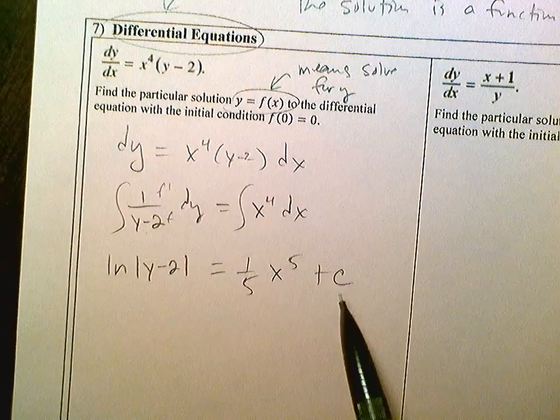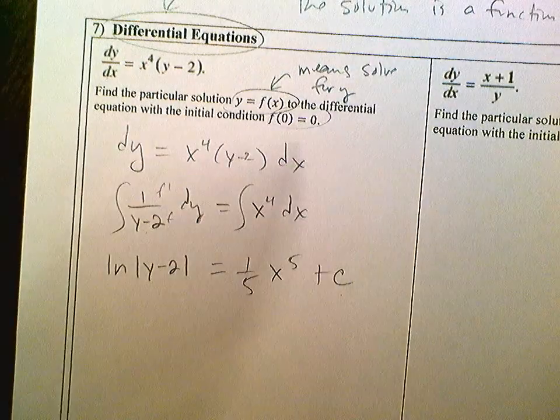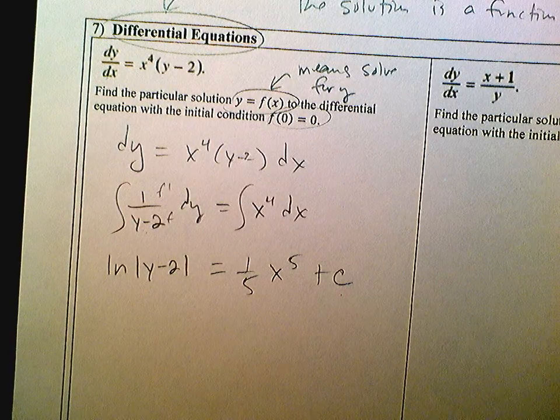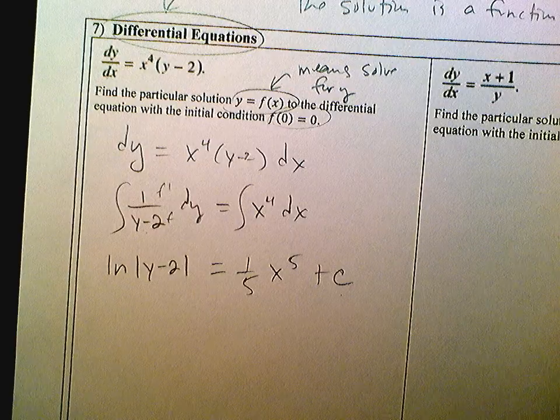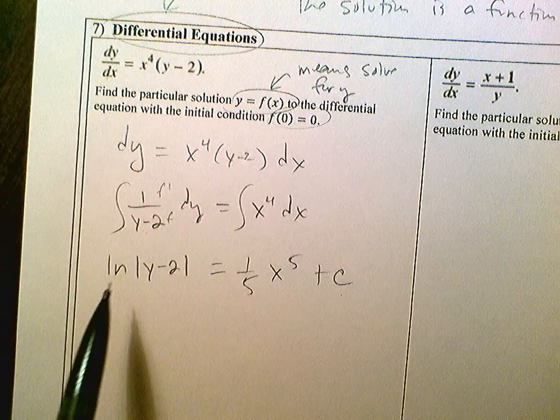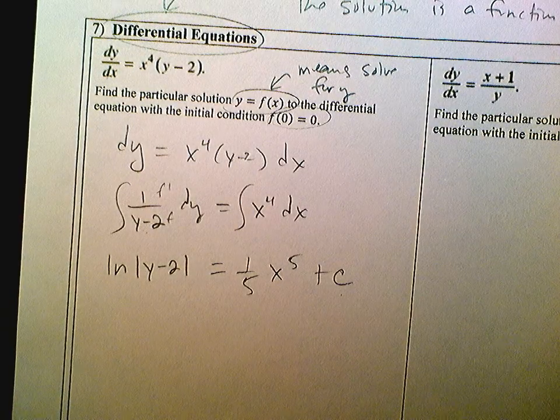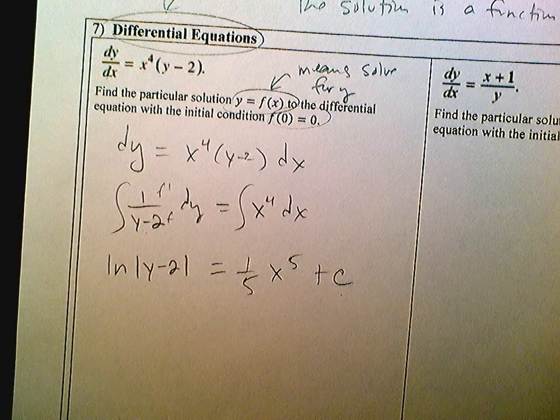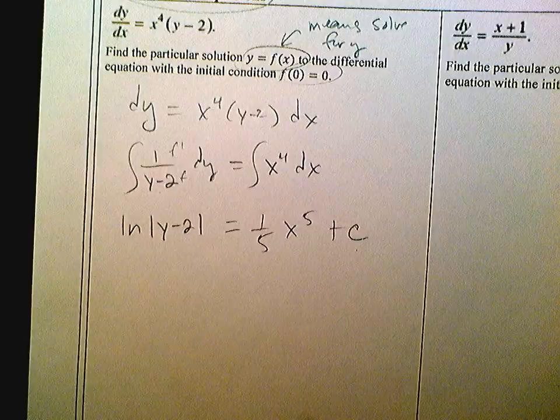We're going to have to find c at some point using this initial condition. I would hold off. Okay, I wouldn't find it right now because that natural log is going to complicate things. So let's hold off on that. When you've got a natural log involved, hold off on finding c. If there wasn't the natural log, we could do it now.